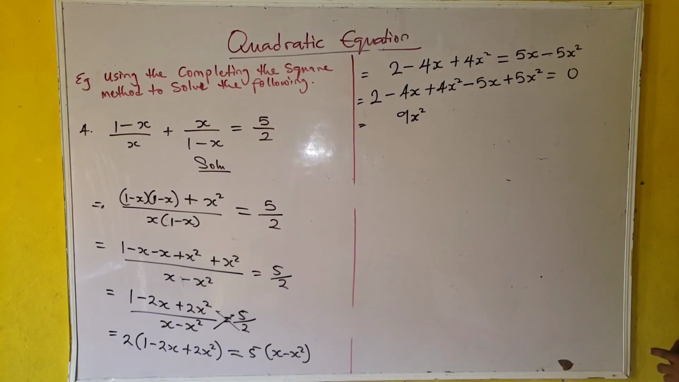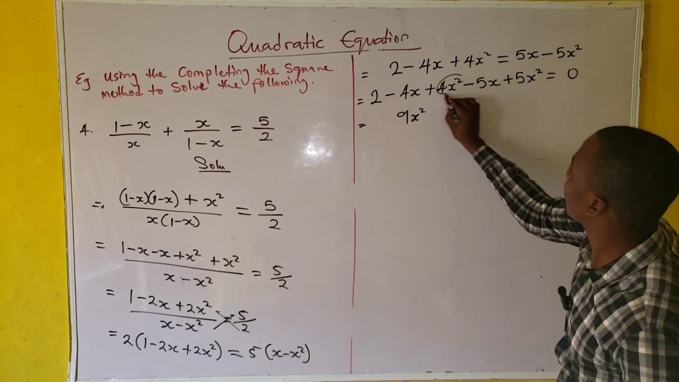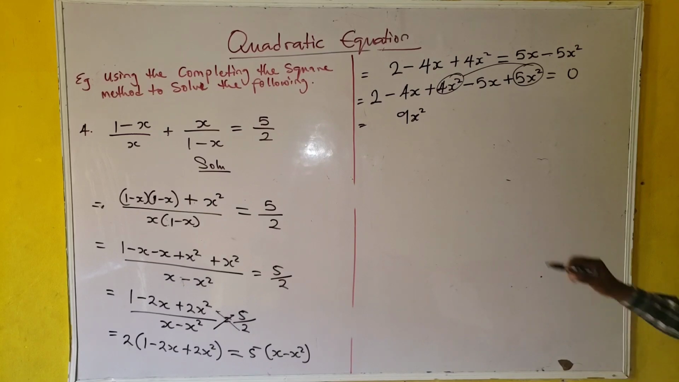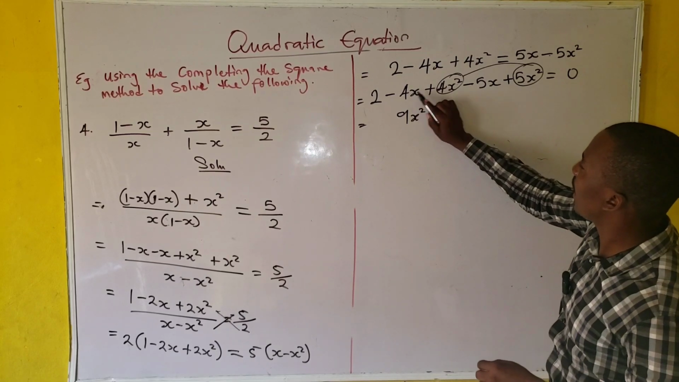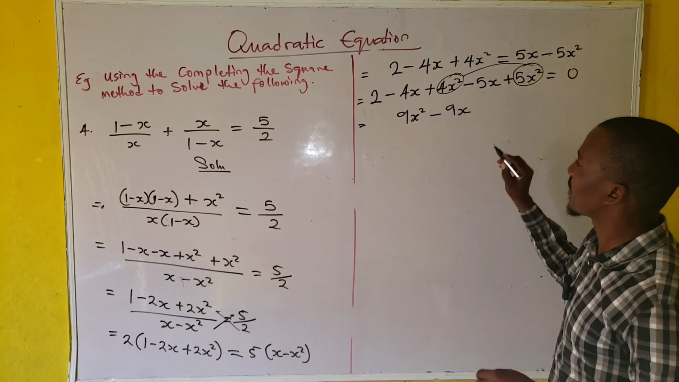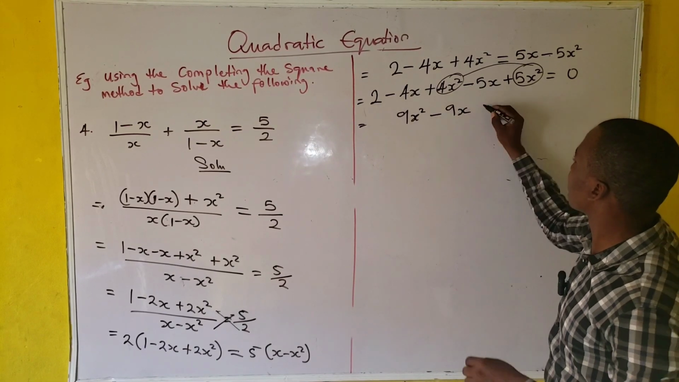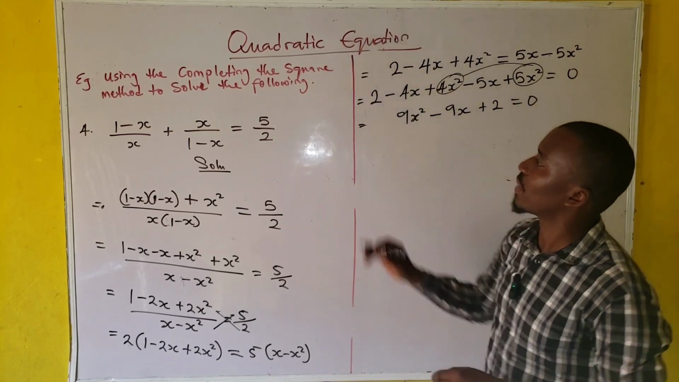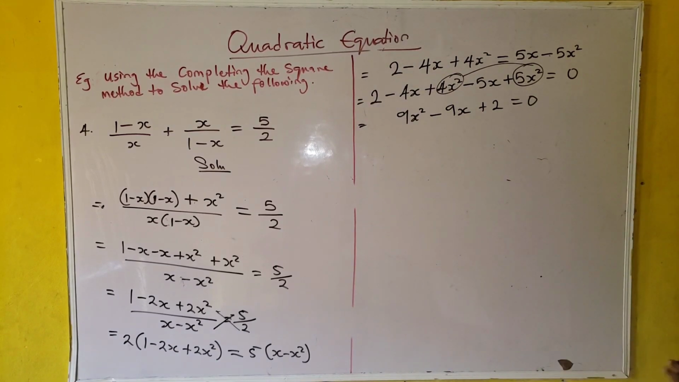Okay, so we have taken care of this and this. The next thing to take care of is 4x and minus 5x. That will give us minus 9x. Then we now have our constant, which is plus 2, equals 0. So you can see that we have gotten our quadratic equation.